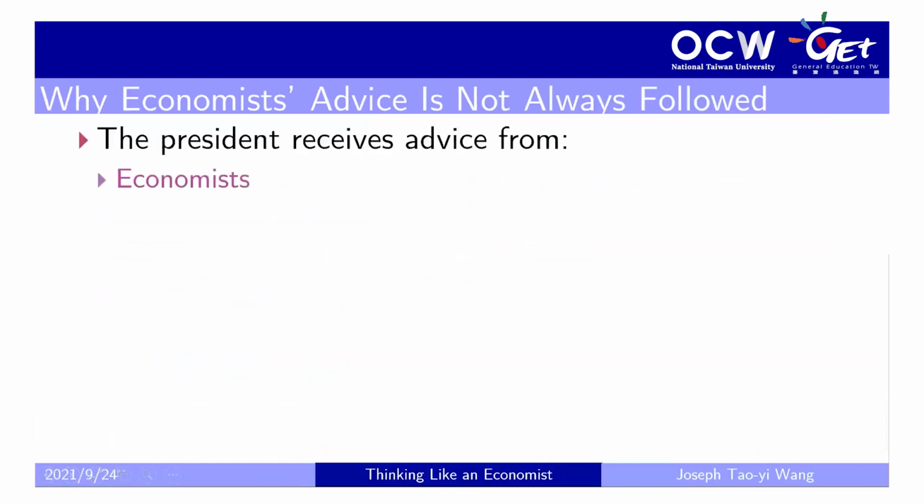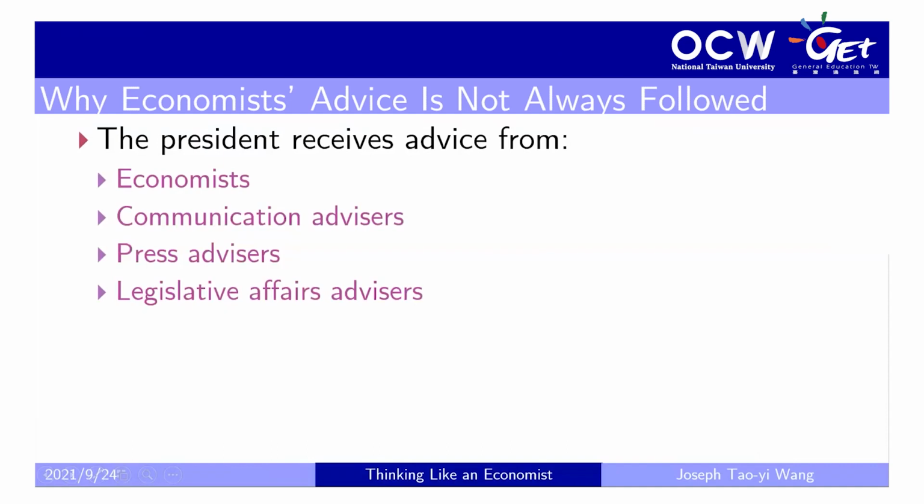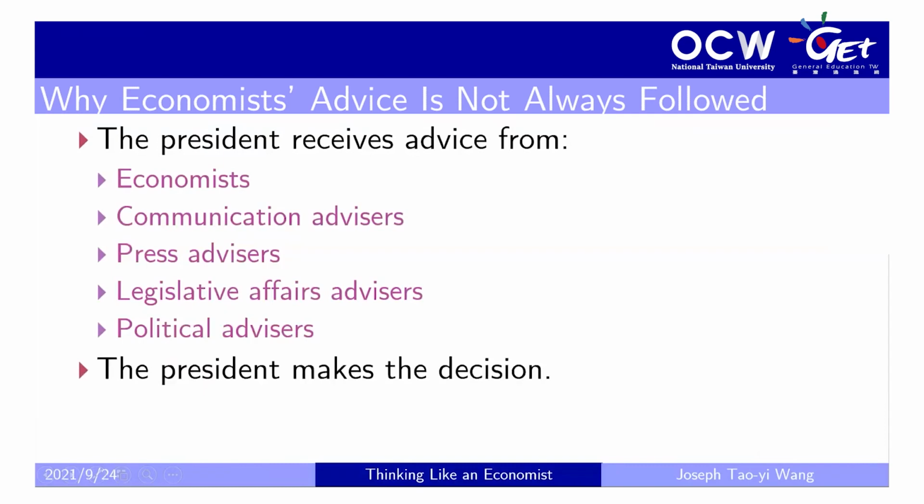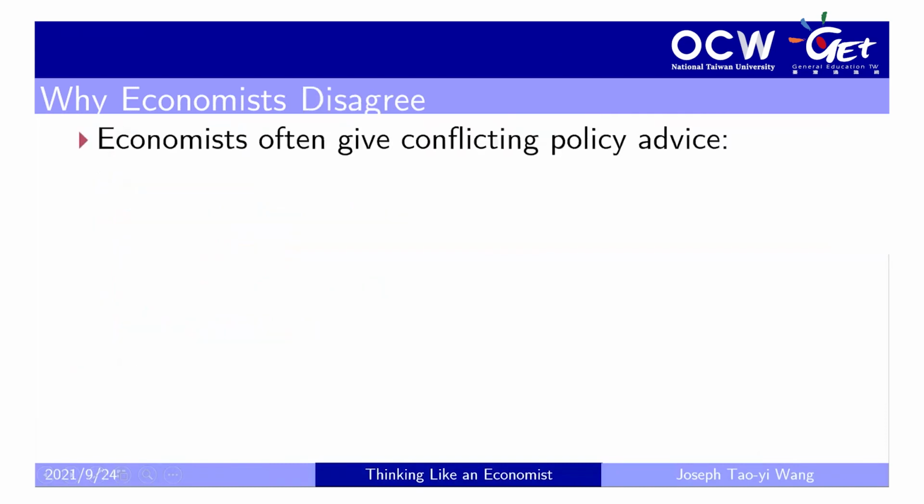Okay, what I do want to say is that even though economists try to advise, the president might not listen to economists because the president gets advice from a whole bunch of people. Economists, communication advisors, press, PR advisors, legislative affair advisors, political advisors, and then he makes a choice. So the final government decision is a very complicated process where economists only have part of the input.